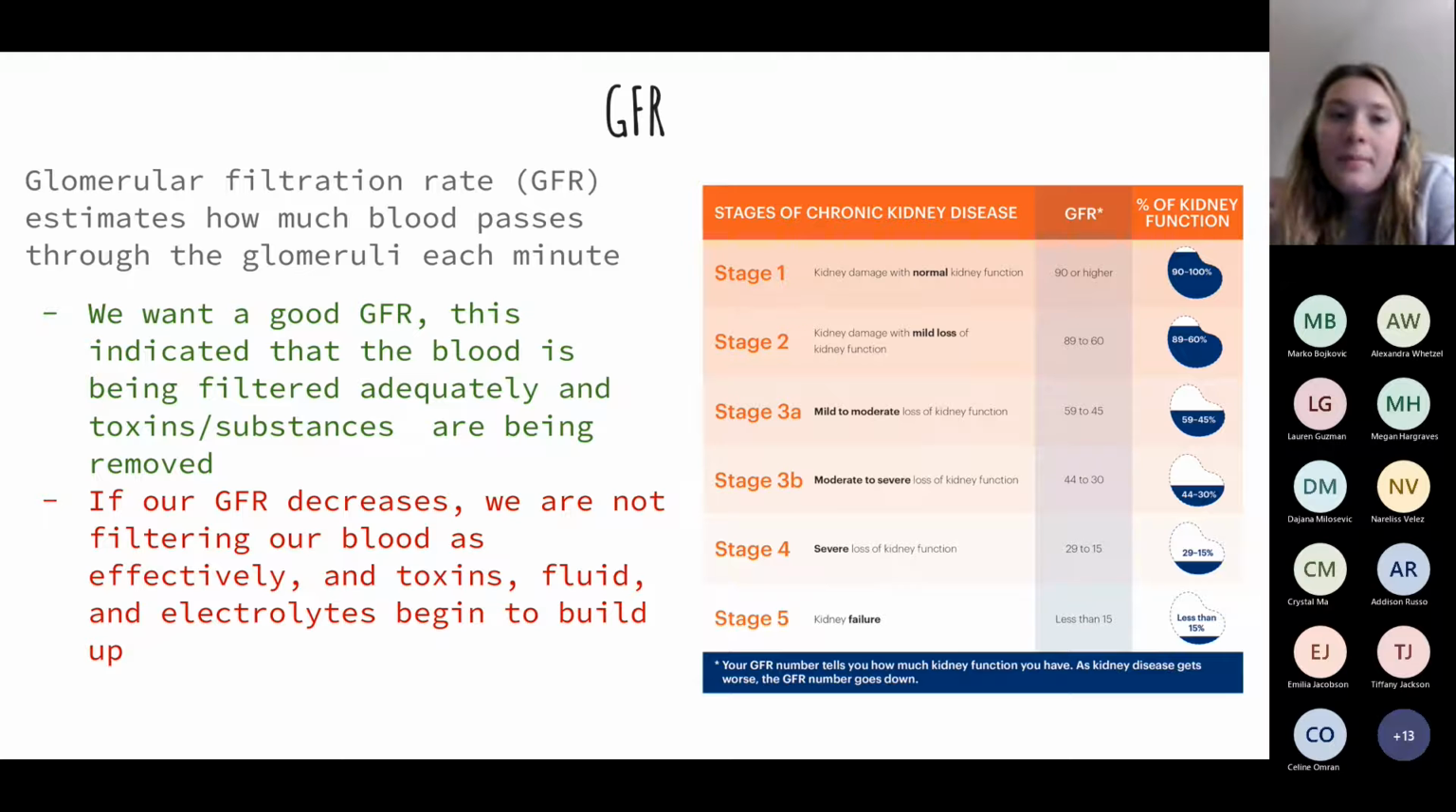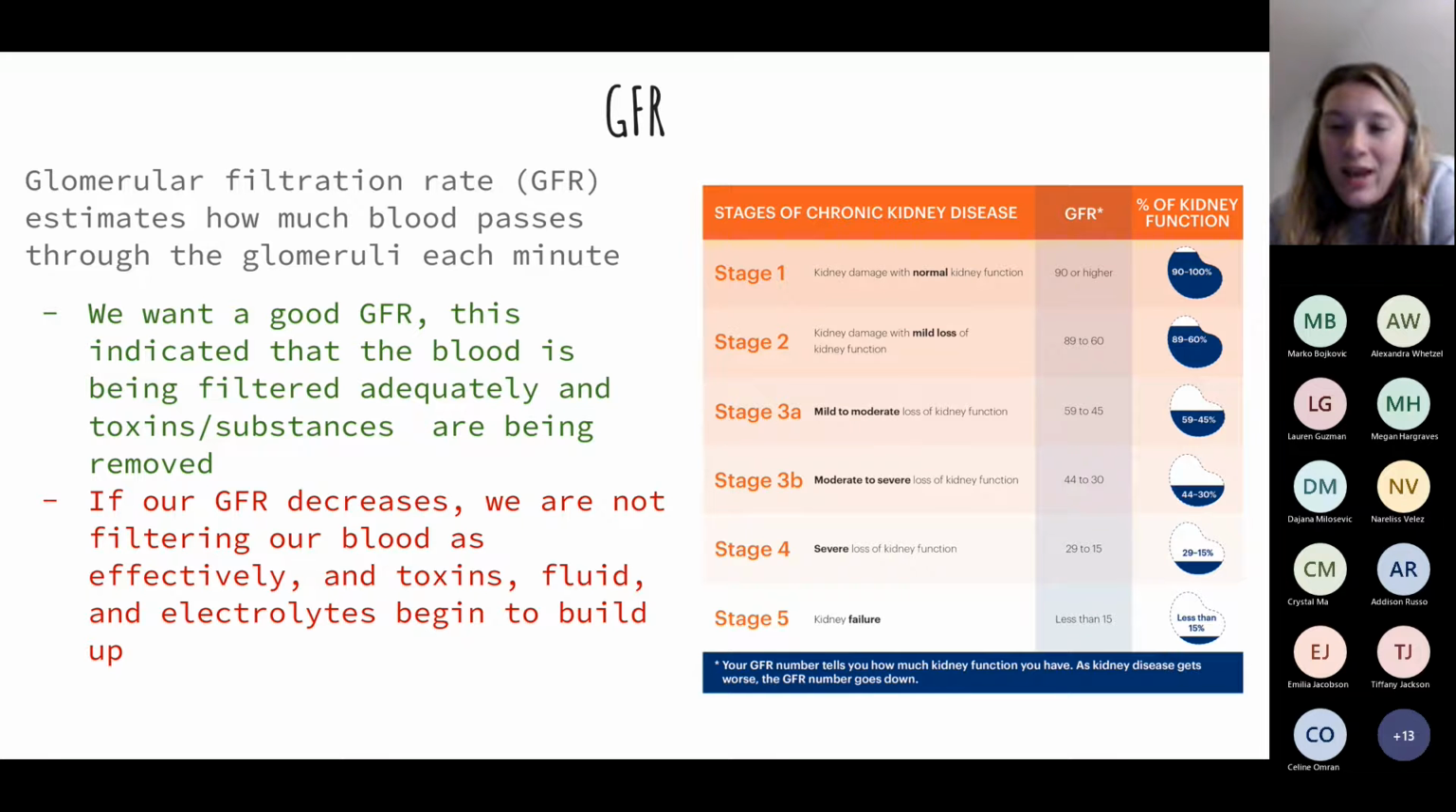So our GFR is glomerular filtration rate. If you ever see your patient get a GFR, it's done pretty routinely in blood tests. But all a GFR does is measure how much blood my kidneys are filtering. Are they able to filter a good amount or are they kind of lacking? So we need a nice good GFR because this means that my kidneys are adequately filtering.